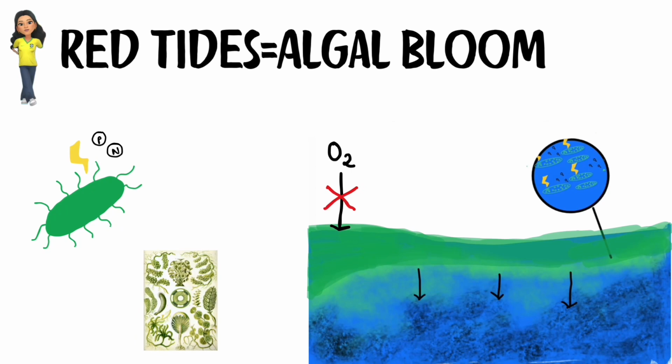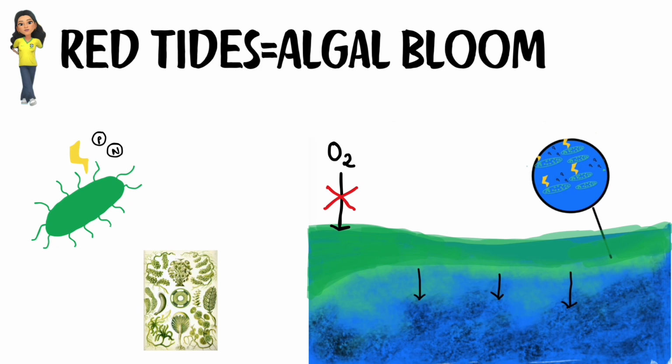A cyanobacterium is not an alga, it's a kind of bacteria that does photosynthesis. When these bacteria grow out of control, they prevent oxygen and light from penetrating the water. And this is called a red tide. A red tide means the same as algal bloom.